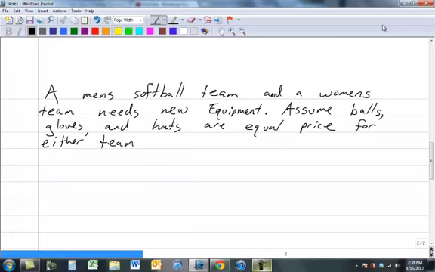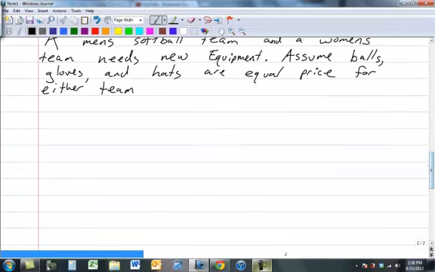All right, so if we were going to inventory this, if we were in charge of making a spreadsheet of what we would need for both teams, we would need 2 rows. So we would need to talk about the men's team, and we need to talk about the women's team. And then we would need to talk about how many softballs the men's team needs. So let's say, for sake of argument, the men's team needs 6 softballs. And the women's team needs 4 softballs. And we're talking about gloves, and we're talking about the hats.